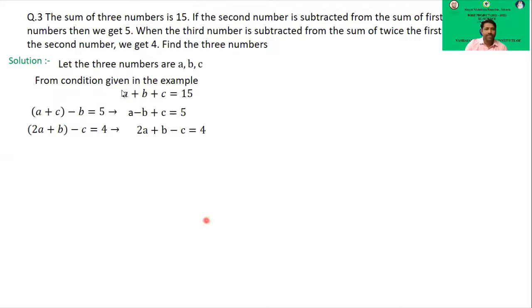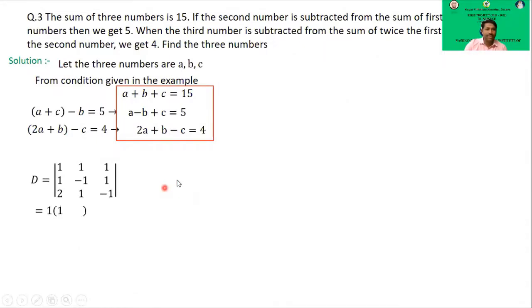So let me draw this. So these are the three equations. Now we have to find the solution by using Cramer's rule. So that is, we will find D, Dx, Dy, Dz. So you know how to expand the determinant of order 3 by 3. So this is the expansion.